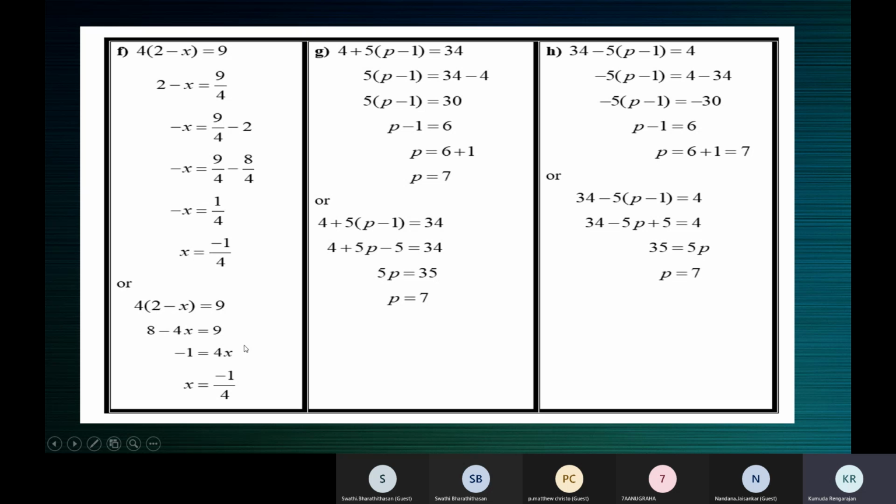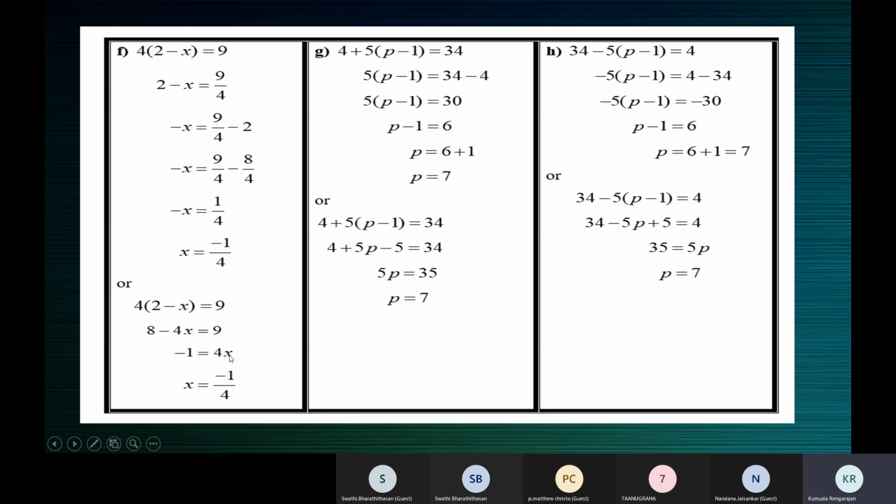Now transpose. Anyways, you can transpose. Now this minus 4x, when it comes to the other side, becomes plus 4x. And 9, when you move it to this side, will become 8 minus 9. When you move minus 4x, which is in the LHS, to the RHS, it becomes plus 4x. And 9 from the RHS, when you move to the LHS, plus 9 will become minus 9. 8 minus 9. What is 8 minus 9? Minus 1. So we have minus 1 is equal to 4x.